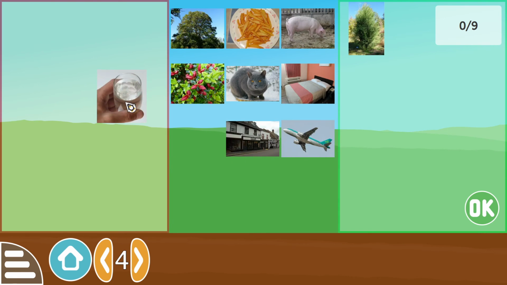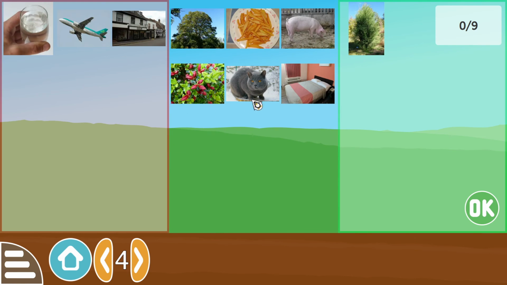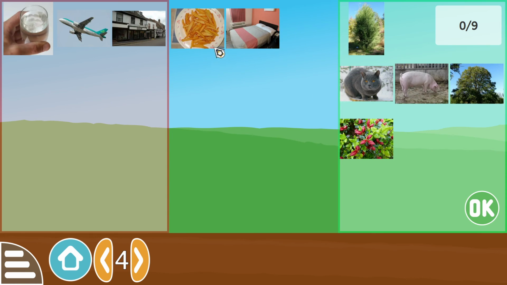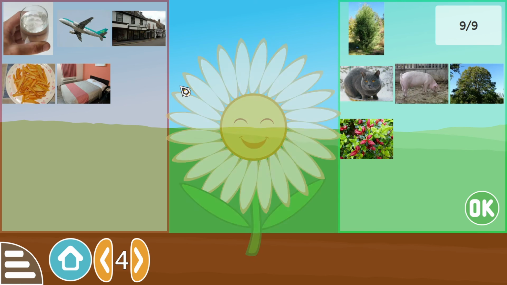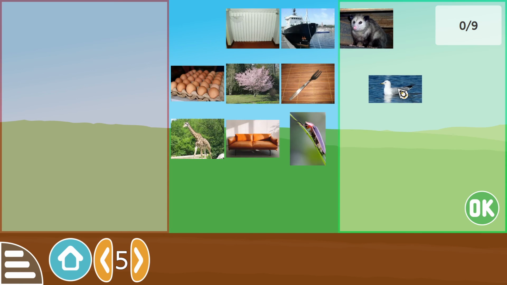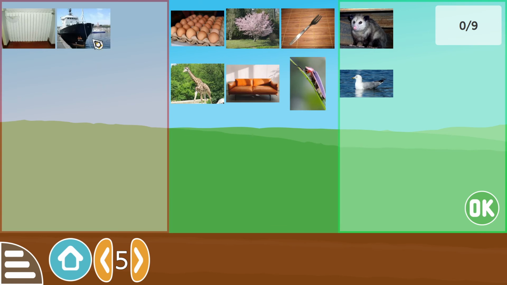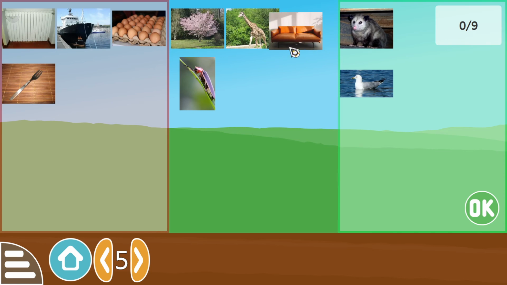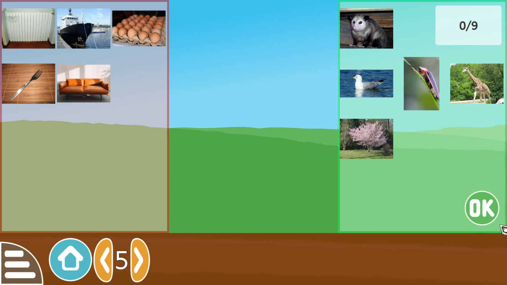So living objects. I'm going with that's a glass of water, and we're not counting the person's hand. So we've got a cat, pig, tree, flowers, and chips and bed not. So seagull, looks to be a radiator, a boat, eggs. A fork isn't, and neither's a lounge, but the insect, giraffe, and tree are.